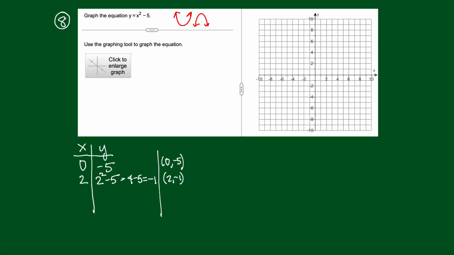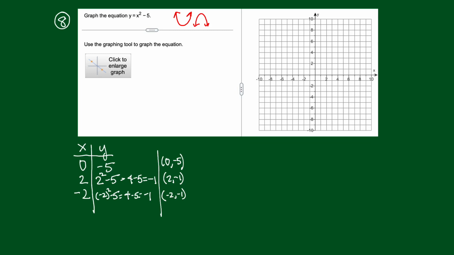Now let's put in maybe a negative 2. So now if I put this negative 2 in for that x, now being careful, I'm going to get negative 2 squared minus 5. So negative 2 squared is still 4 minus 5. I still get a negative 1. All right, so I'm going to put in negative 2, and I get a negative 1. Let's put in a couple more points.